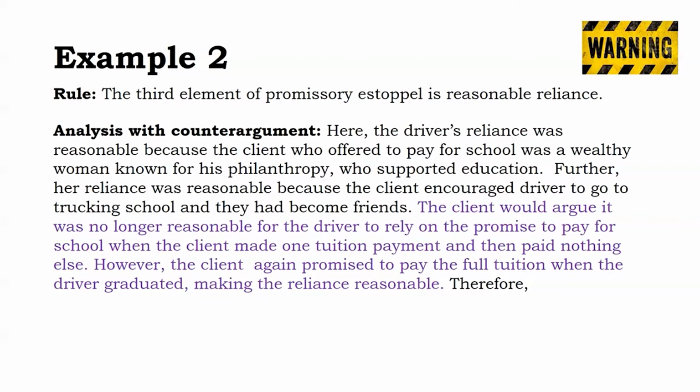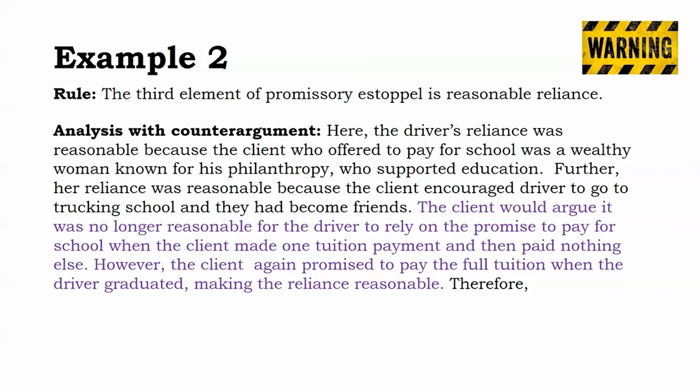The third paragraph relating to the reasonable reliance element. So again, this is a mini IRAC, so it's going to start with a mini issue statement that hopefully includes words from the subrule and facts from the fact pattern. Here, the driver's reliance was reasonable because the client who offered to pay for school was a wealthy woman known for her philanthropy, who supported education. Further, her reliance was reasonable because the client encouraged driver to go to trucking school and they had become friends.